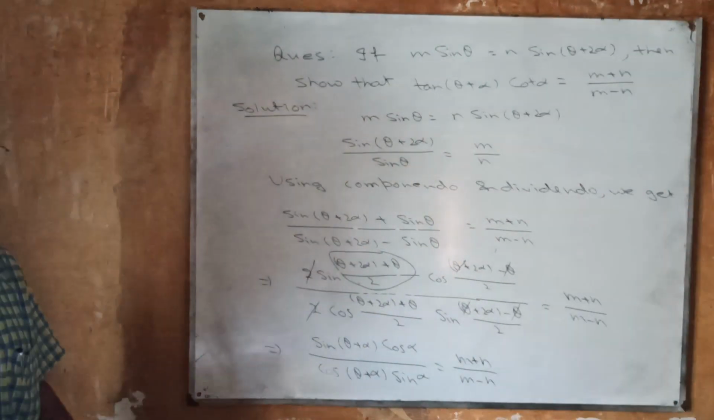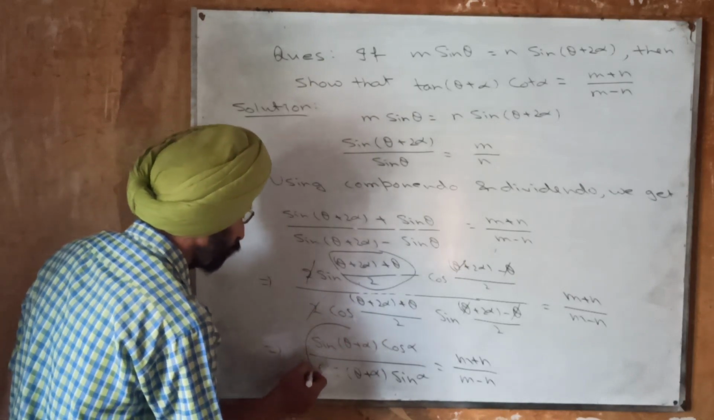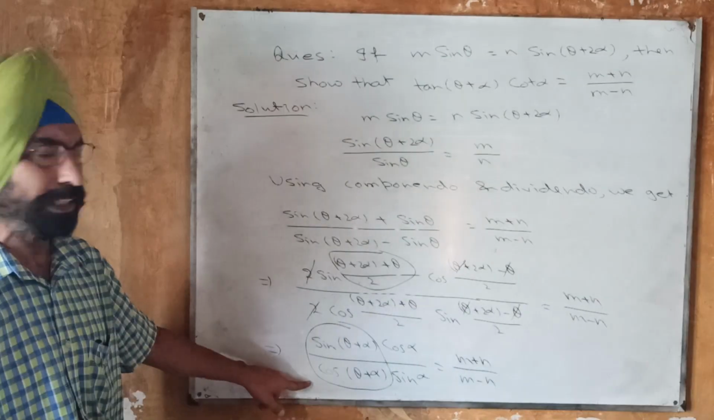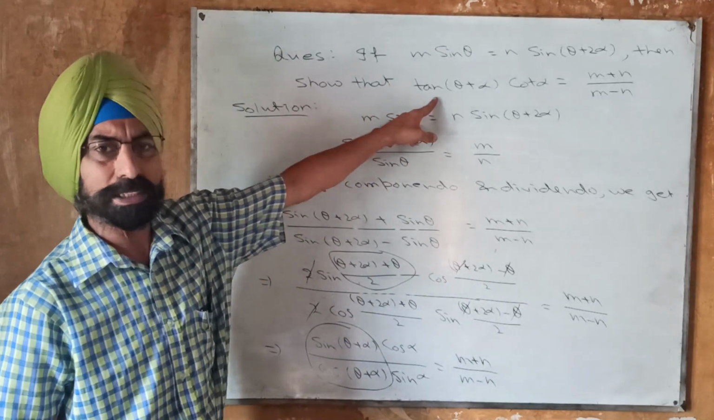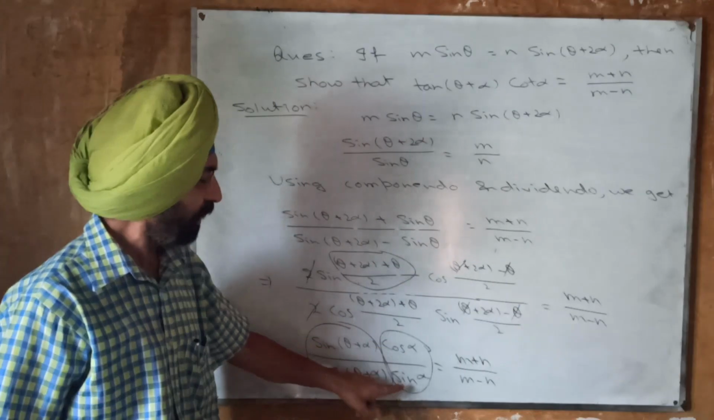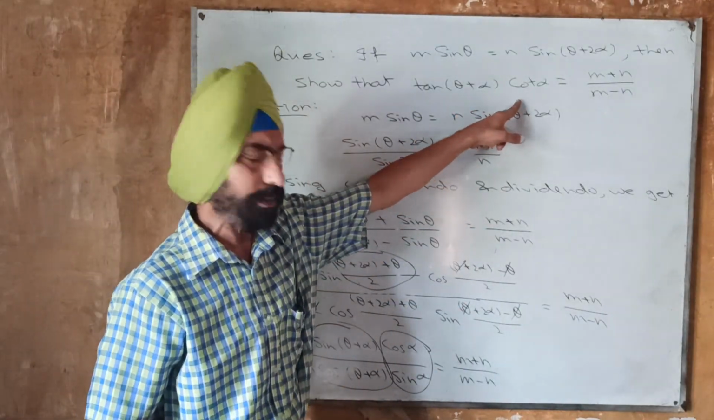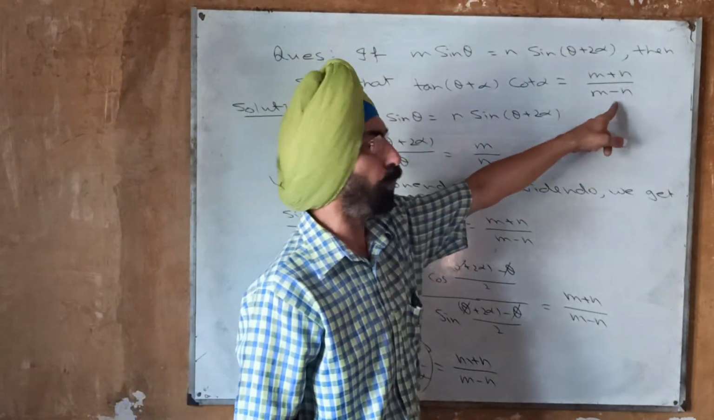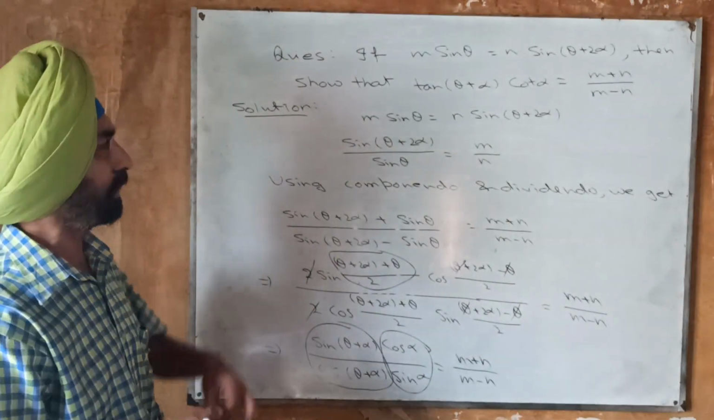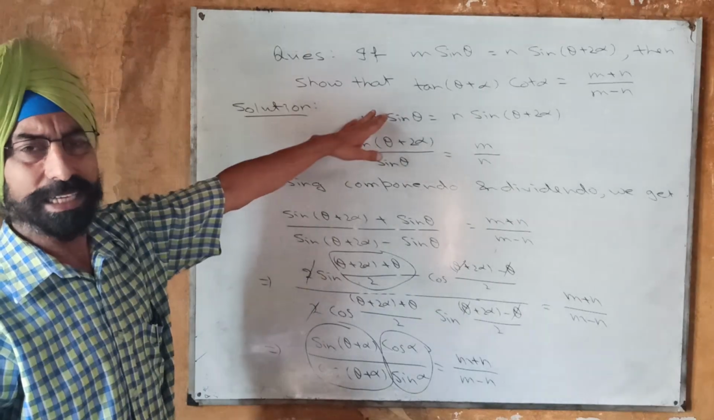The final step I am not going to write. It is very much clear that sin(theta plus alpha) upon cos(theta plus alpha) is tan(theta plus alpha), and cos alpha upon sin alpha is cot alpha, equal to (m plus n) upon (m minus n). So the final result is arrived. So we have proved this question as well.